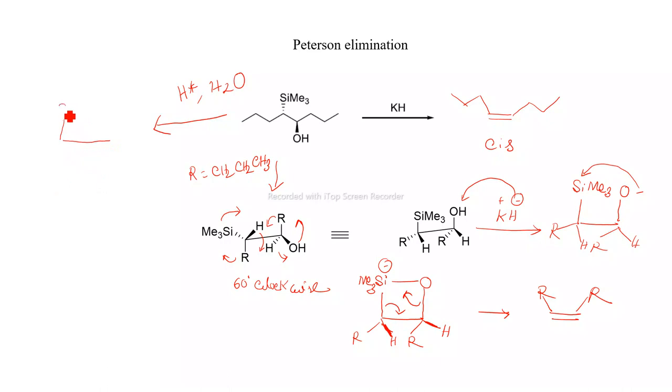So let's say SiMe3 here, H here, R here. We have to rotate this bond, so OH will come to this side, H this side, and R this side. Just rotation. Now tell me, what will be the stereochemistry? Cis or trans?